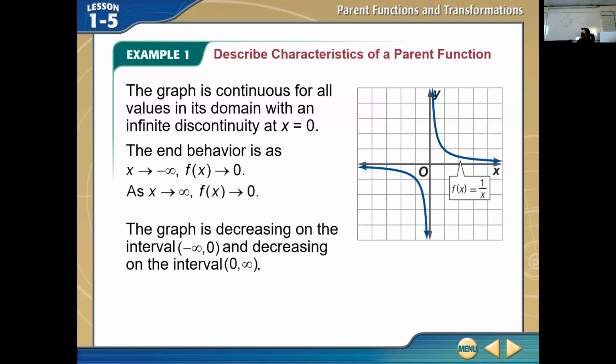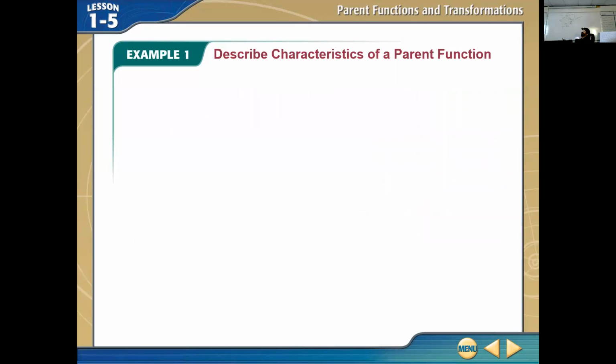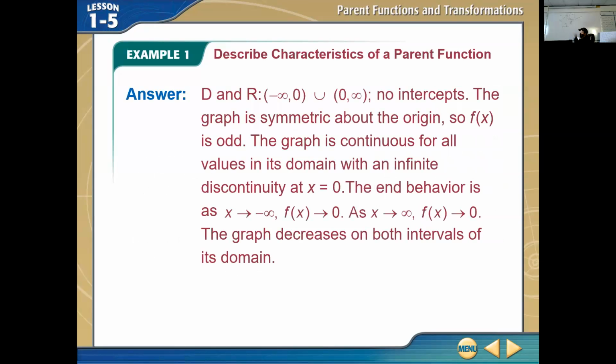The graph is decreasing on the interval from -infinity to 0 and decreasing from 0 to positive infinity. Okay, so once again, that's simply put, as we move left to right, our graph continues to go down, but then we hit our asymptote. So we have to start back up here, and then we continue to go down as we move left to right. So all of those characteristics broken down are our answer.